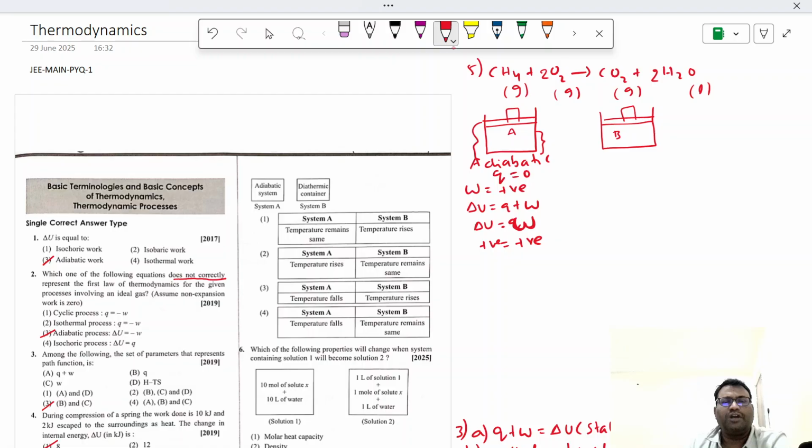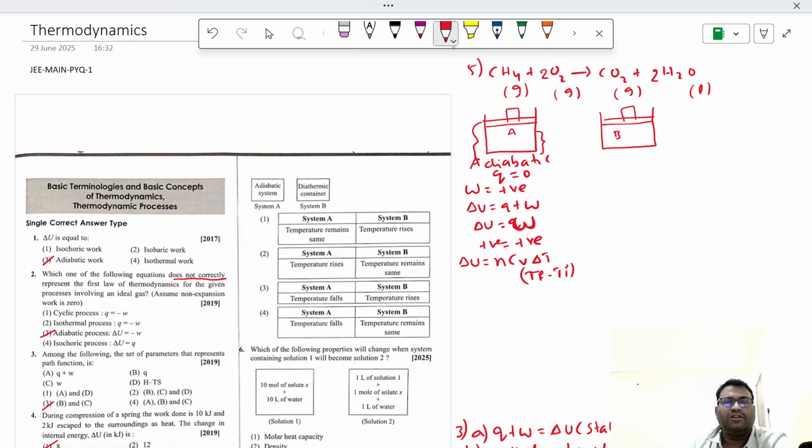Delta U has another formula, that is delta U is equal to n Cv delta T. So what is delta T here? Delta T means T final minus T initial. n is positive, Cv is also positive. When will delta U be positive? If T final minus T initial is positive, then delta U will be positive. That means final temperature is more than initial temperature. So what happens when methane undergoes combustion in this container?